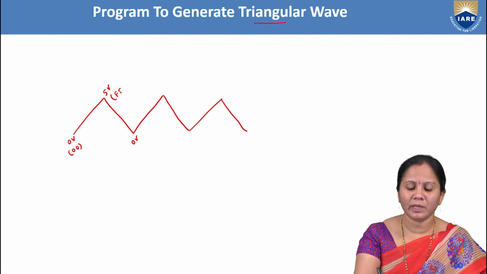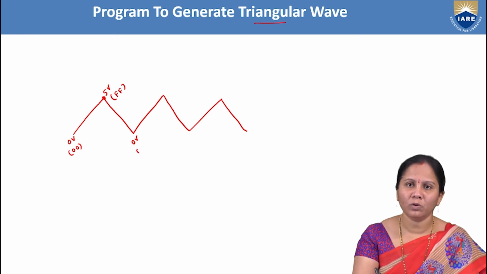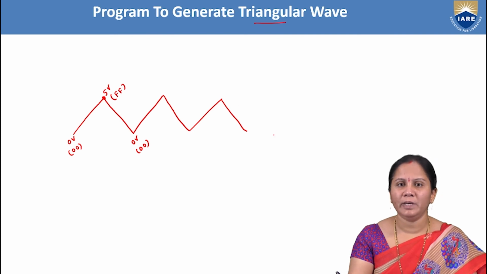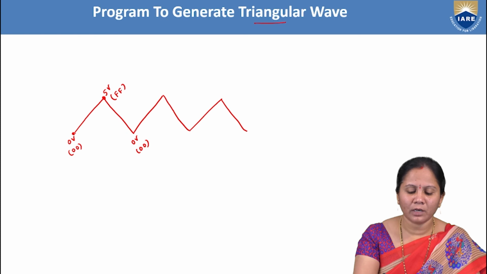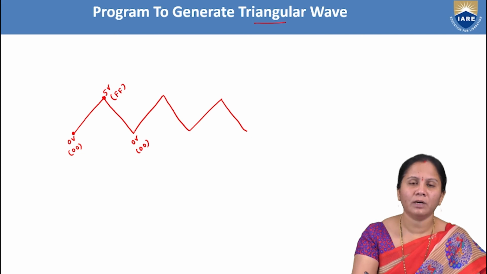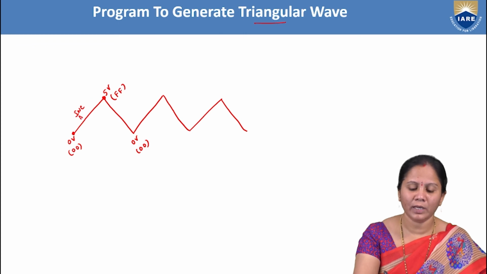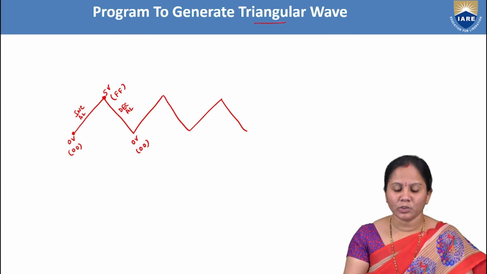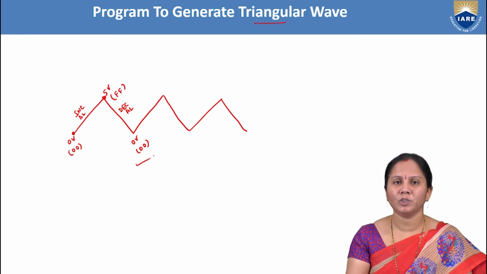This 5 volts we have to represent with FF. Once it reaches the maximum voltage, that voltage should again be decremented to 0 volts, that is 00. Like this, the loop will be repeated. In order to get the positive increase, we have to compare the value 00 with 5 volts. Once after reaching this 5 volts, in order to reduce the voltage, we have to compare this 5 volts with 00 volts. In this case, we have to use the instruction called INC AL, increment the value of AL. In order to decrease, you have to use the instruction called DEC AL, decrement AL, once it reaches this maximum peak. So for this, we have to write the assembly language program now.